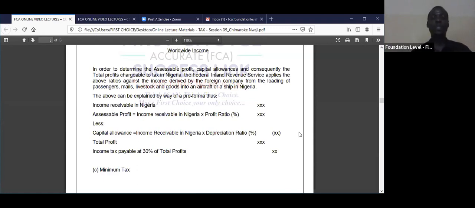Now look at the pro forma. We have what we call the Nigerian income, which is income receivable in Nigeria. Then we have our assessable profits, which is the Nigerian income multiplied by the APR, which is the adjusted profit ratio. Note here that we are not interested in the expenses. Let me tell you why now.